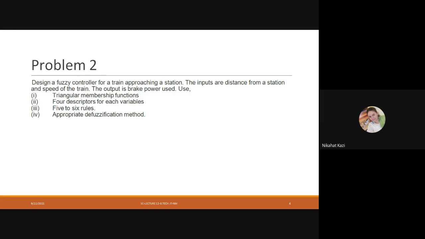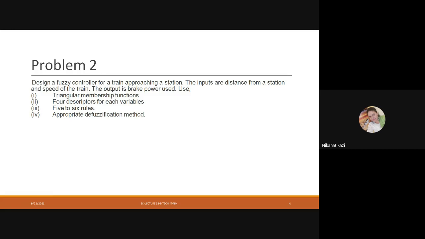Design a fuzzy controller for a train approaching a station. Inputs are distance from a station and speed of the train. So two inputs are given to you, speed and distance, and the output is brake power that you need to compute. Some guidelines are given as far as the system is concerned.